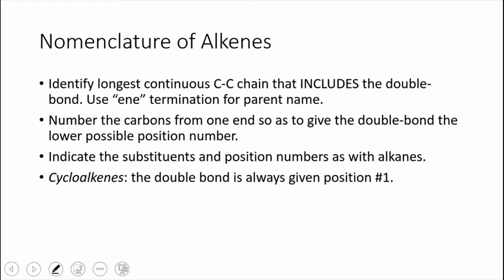Once more, we will number the carbons from one end, and the goal here is to give the double bond carbon the lower possible position number. So the position of the double bond is going to take precedence over anything else. Once we've set that up, we'll indicate the substituents and the position numbers as we did with alkanes. There is a possibility that alkenes can also go around and form cycloalkenes. In those cases, the position of the double bond will always be given number 1.